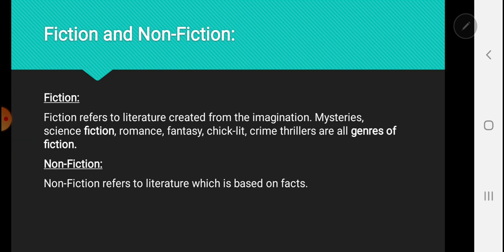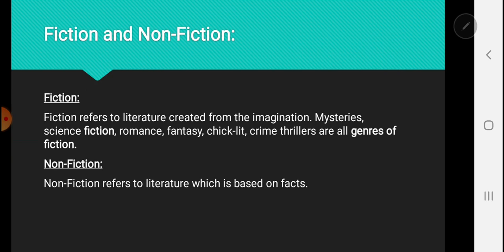Here, fiction refers to literature created from the imagination, something that involves mysteries, science fiction, romance, fantasy, chick literature. Chick literature refers to a genre, kind of an informal term, that particularly pleases females, the young females. Such sort of literature is known as chick literature, while crime thrillers are all genres of fiction. So they all come under the heading of fiction.